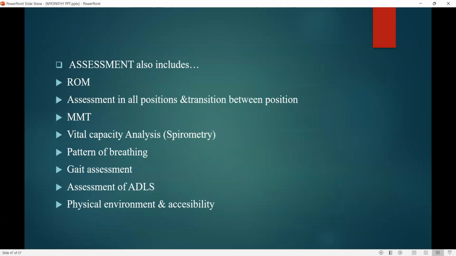Assessment also includes range of motion assessment in all positions and transitions between the positions, MMT, manual muscle testing, vital capacity analysis, spirometry, pattern of breathing, gait assessment, assessment of ADL, and physical environment accessibility.